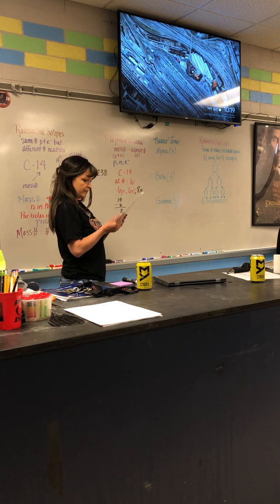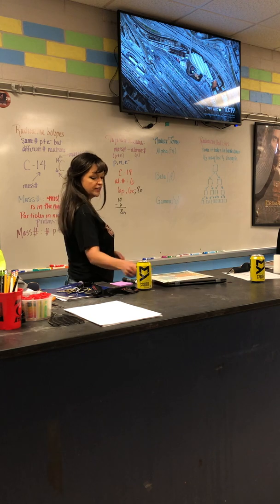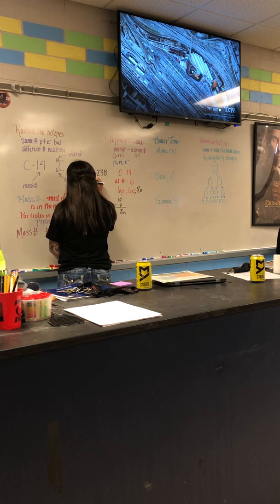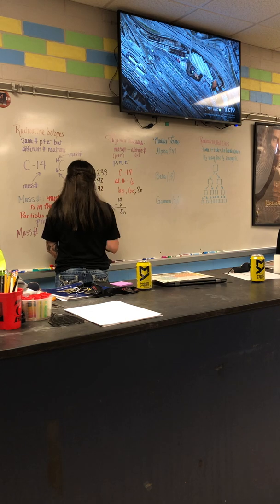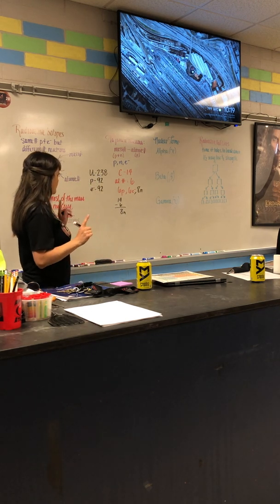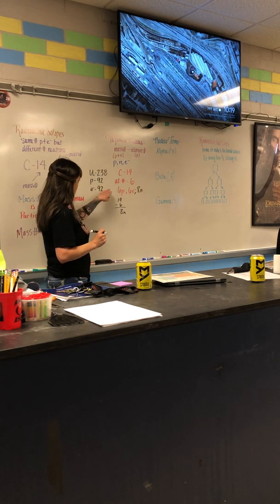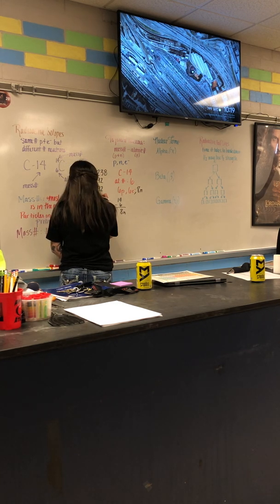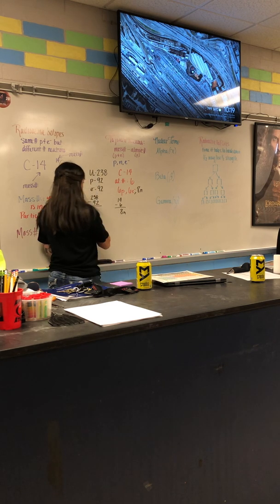92. Okay, so how many protons and electrons does uranium-238 have? What's its atomic number? 92. So it's got 92 protons, 92 electrons. Now, for neutrons, we're going to subtract atomic number from mass number. So we're going to take 238 and subtract away 92. What's that going to be?